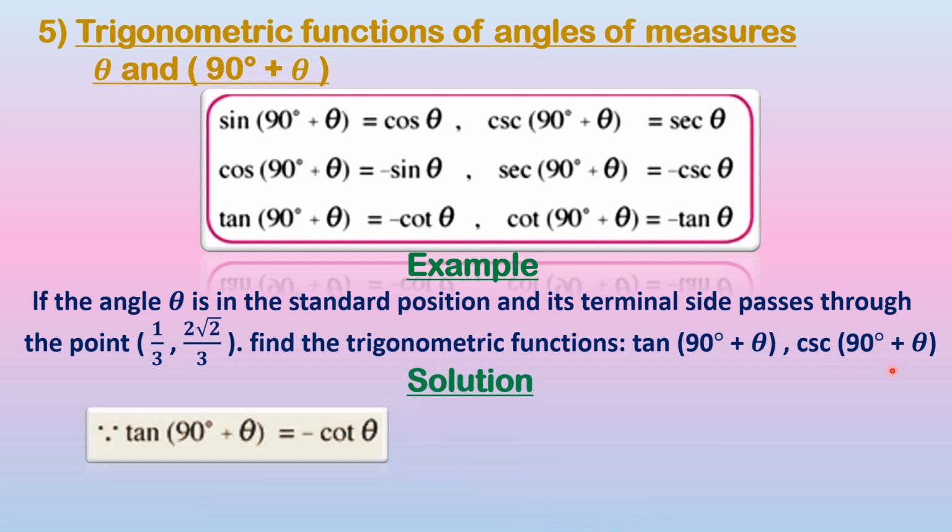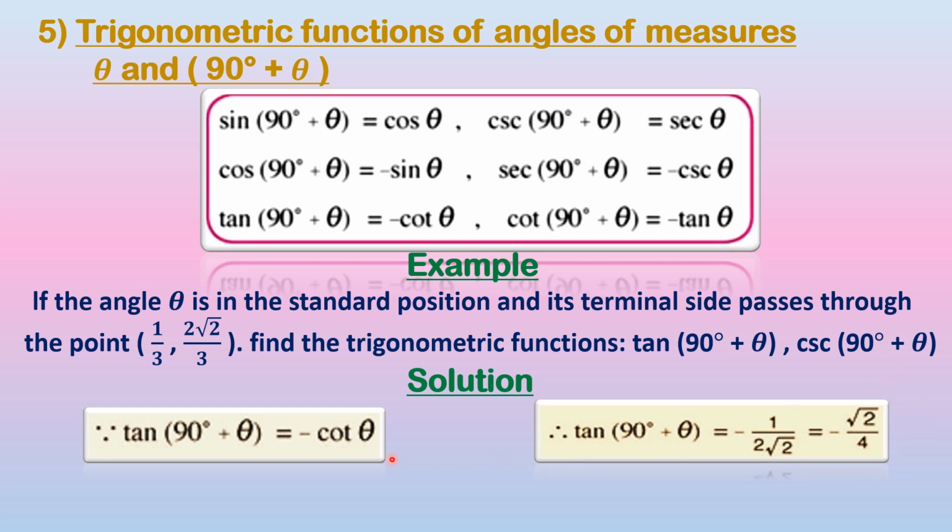The solution: since tan(90 + θ) equals negative cotan θ, again with 90 we convert tan to cotan. 90 plus θ is in the second quadrant. Tan is negative in the second quadrant, so we put a negative. So this negative is because the angle is in the second quadrant and tan is negative. And cotan is the conversion of tan because we see 90.